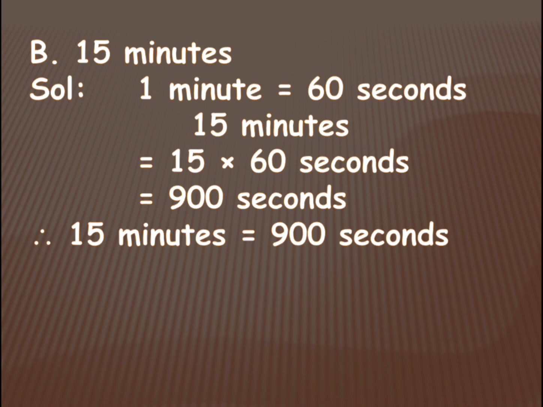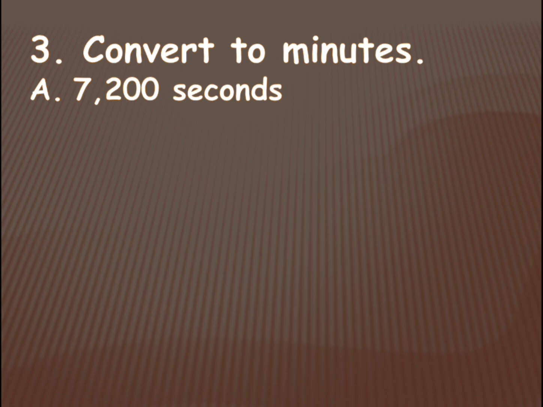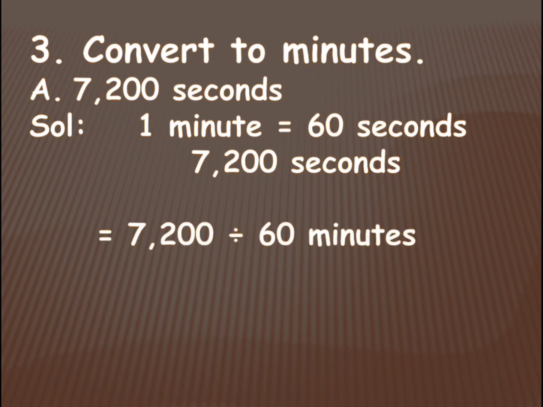Now let's see the vice versa. From minutes to seconds we have done, no? Now from seconds to minutes. Convert to minutes: 7,200 seconds you have. You know that 1 minute is equal to 60 seconds, isn't it? Here, seconds you are converting into minutes. That means you need to do the division with 60. So 7,200 seconds divided by 60. Now in the numerator and denominator, you can call anything, children.